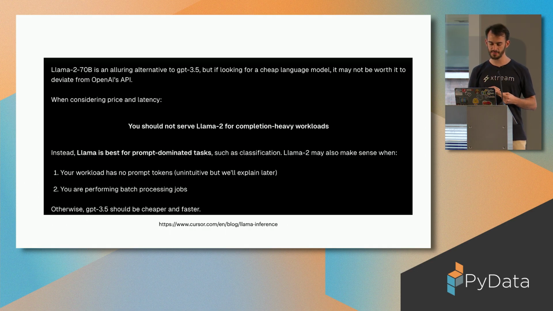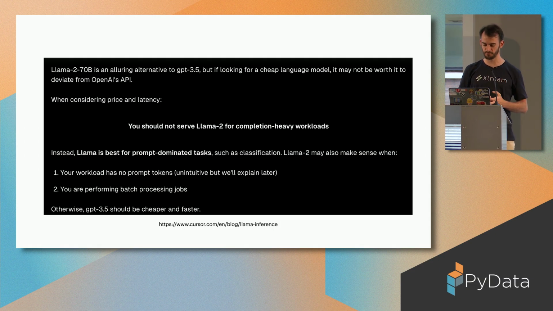Basically, they say, and by far the most intriguing bit is this one: Llama is best for prompt-dominated tasks such as classification, and might also make sense when your workload has no prompt tokens. And what does this mean, to have no prompt tokens? All of this got me started into trying to understand how this model works, how much memory it requires, and how the GPU is used.